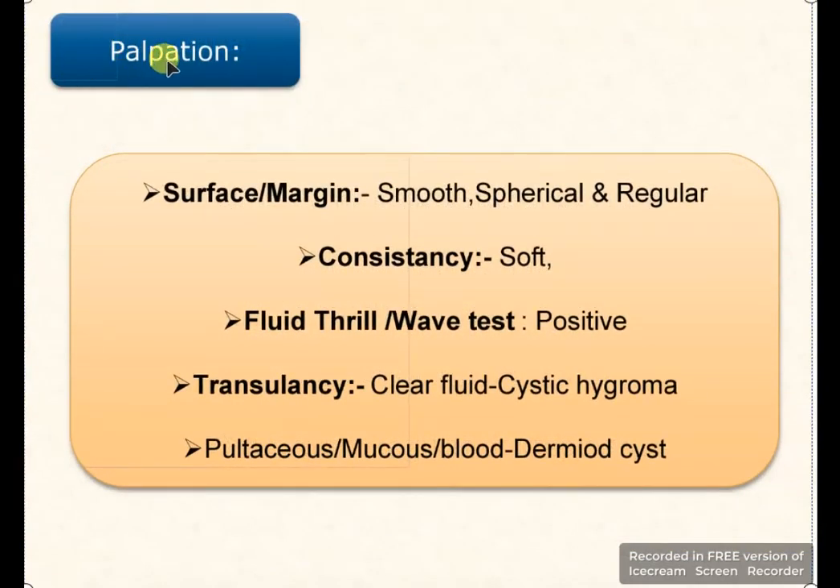Then we see the palpation, how to palpate and examine. The surface and margin look smooth, spherical and regular. The consistency is soft as it contains fluid. The fluid thrill test is positive, and then the translucency, it is related to clear fluid, especially in cystic hygroma. If it is not clear fluid or may contain exudate or any degenerative material, the translucency may not be present.